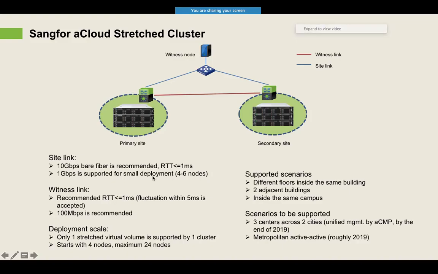Currently, we can only support 1 virtual volume that is stretched across 2 sides. The scenarios that we will propose the stretched cluster for at this stage are, first, different floors inside the same building, and then 2 adjacent buildings, 2 buildings side by side. They are very close to each other, and they're connected with dedicated fiber. And the last one is 2 server rooms that are located inside the same campus.